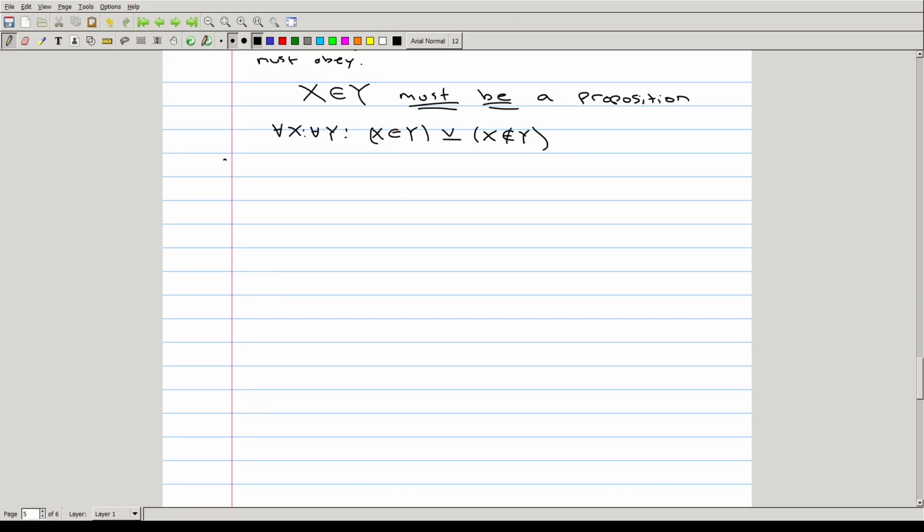In total we have 9 axioms in what's called ZFC set theory. The first 8 of which are known as ZF set theory, which stands for Zermelo-Fraenkel set theory. ZFC stands for Zermelo-Fraenkel set theory with the axiom of choice. That's the 9th axiom in ZFC set theory.